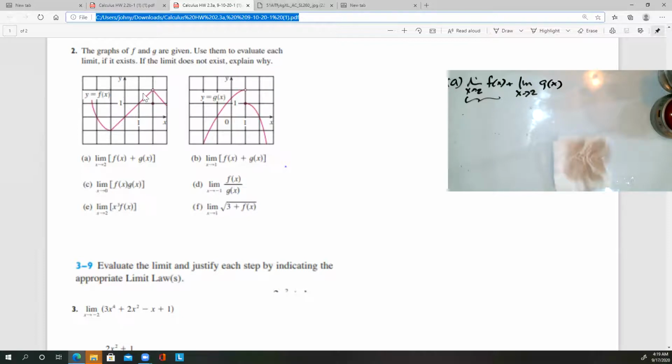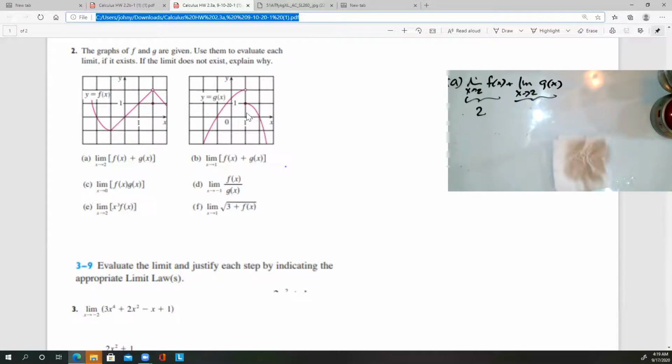Here's the origin, by the way, because we know that's the y-axis. This is the x-axis. So here's the origin. So as x approaches 2 from the right and left, the y output is going to be 2. So that's going to be 2. What about my g function? As the limit as x approaches 2, here's my g function.